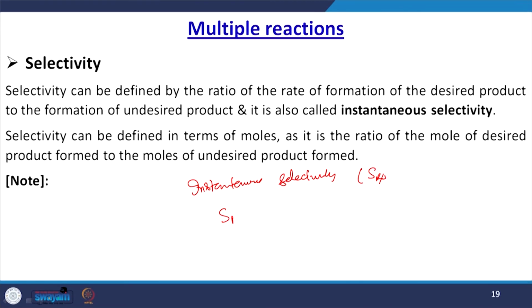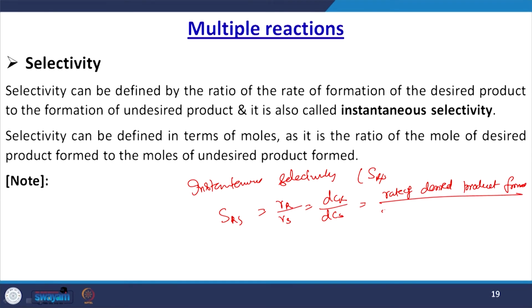Now this SRS is represented as the rate of desired product formed divided by the rate of undesired product formed.